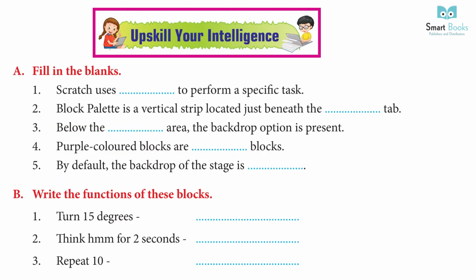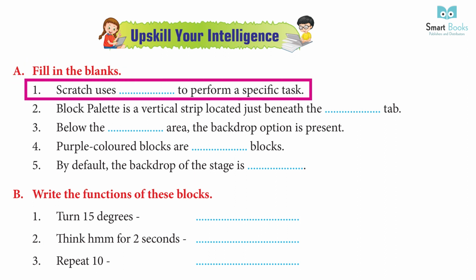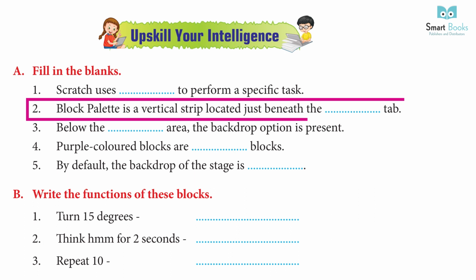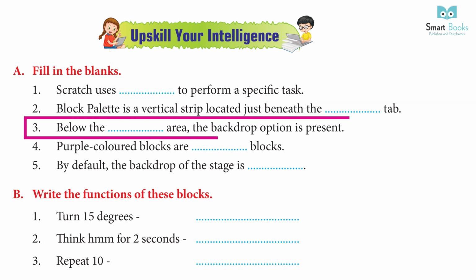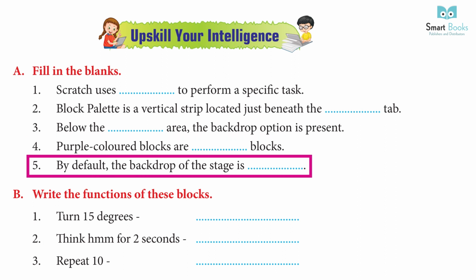Upskill your intelligence. A. Fill in the blanks. 1. Scratch uses dash to perform a specific task. Answer: blocks. 2. Block palette is a vertical strip located just beneath the dash tab. Answer: code. 3. Below the dash area, the backdrop option is present. Answer: backdrop. 4. Purple colored blocks are dash blocks. Answer: looks. 5. By default, the backdrop of the stage is dash. Answer: white.